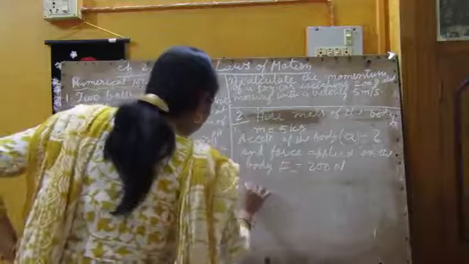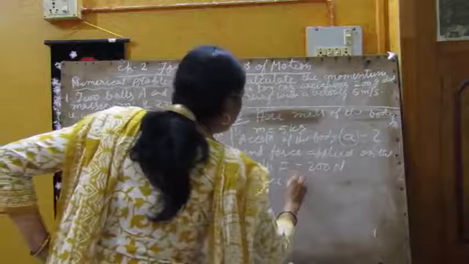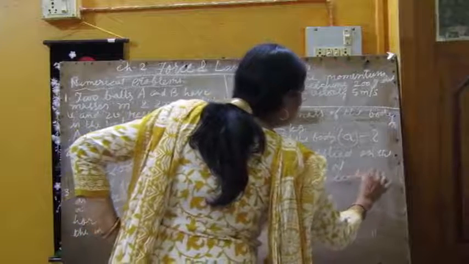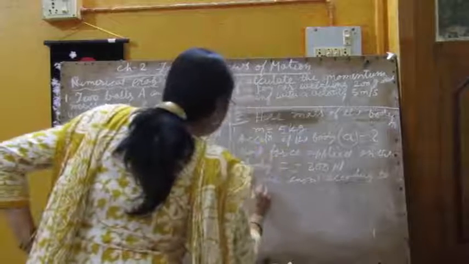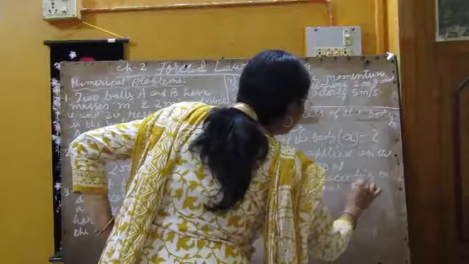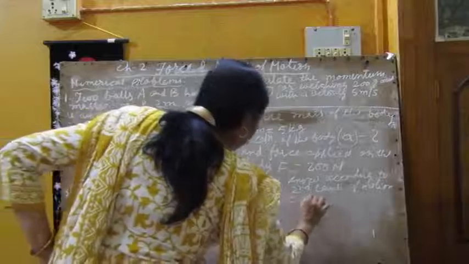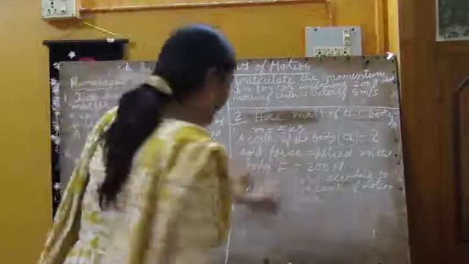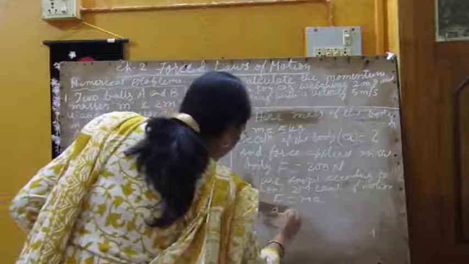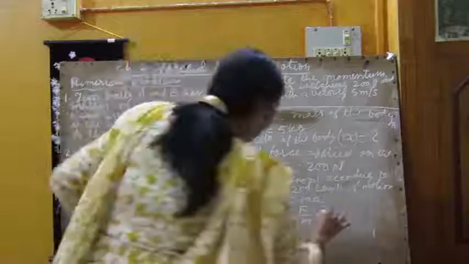So now, therefore, we know according to Newton's second law of motion, F equals M A. F, how much will I write? 200. Or first you can do it like that also. Or A equals F by M. M will come down. And F equals how much do I put? 200.